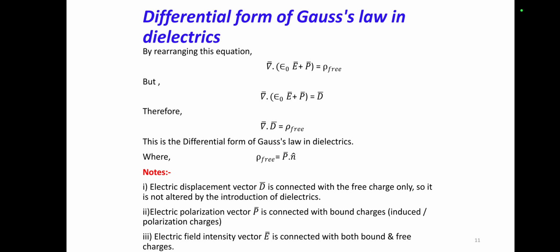So here note that the electric displacement vector, that is D bar, is connected with the free charge only, so it is not altered by the introduction of dielectrics. Electric polarization vector P bar is connected with the bound charges, that means induced or polarization charges. Electric field intensity vector E bar is connected with both bound and free charges.